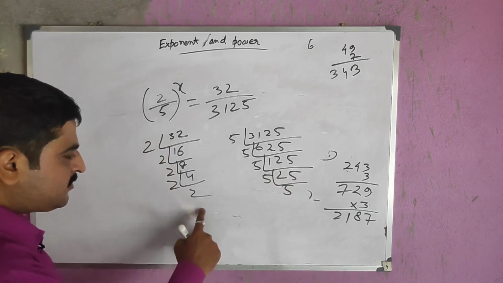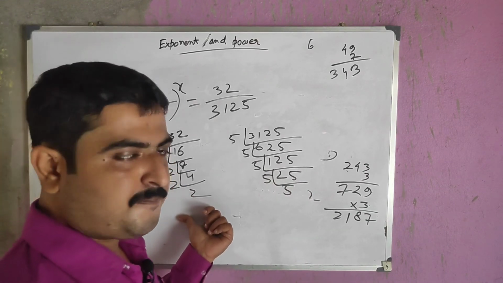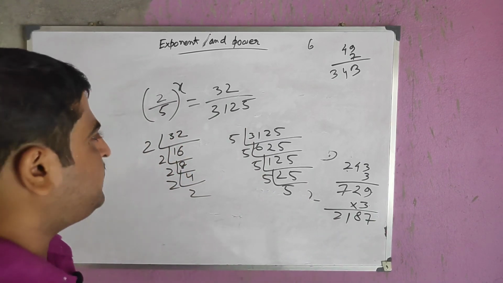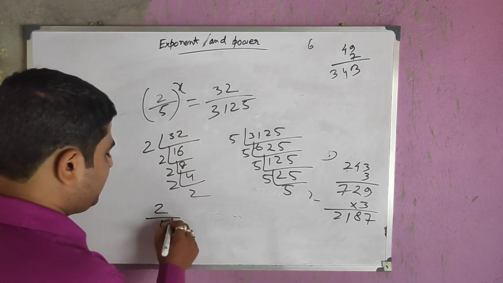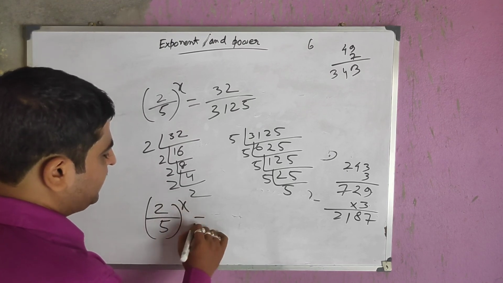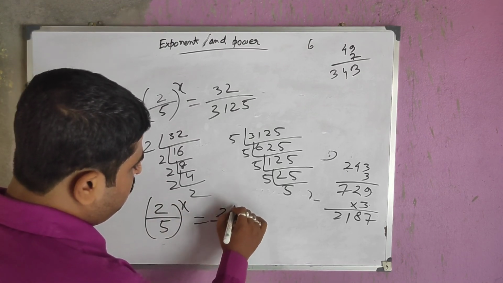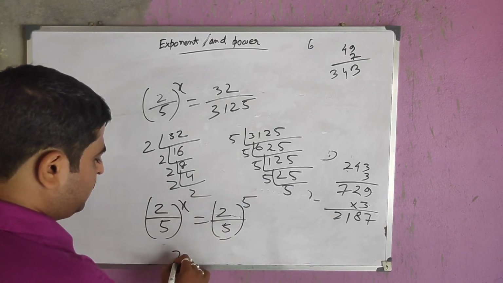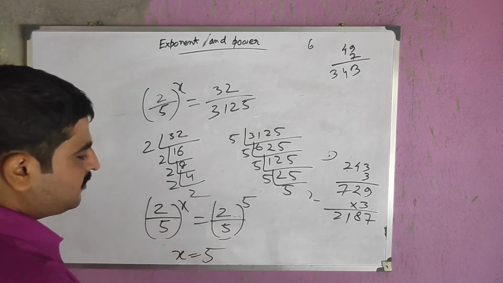So how many times is this 2 coming? See, 5 times. And how many times is this 5 coming? That is also 5 times. So we can write 2 by 5 whole to the power x equals 2 by 5 whole to the power 5. As both sides the bases are equal, so we can say the powers are also equal.